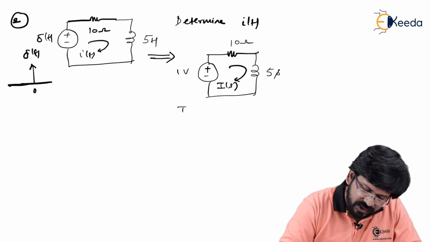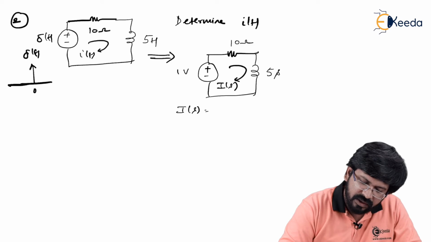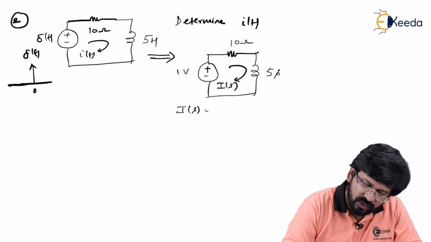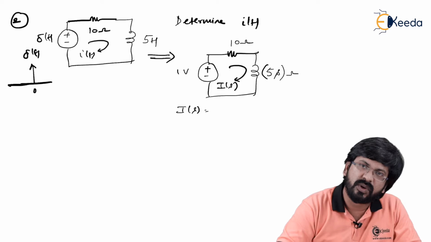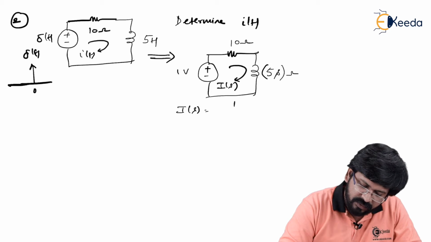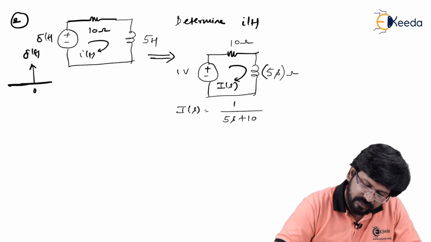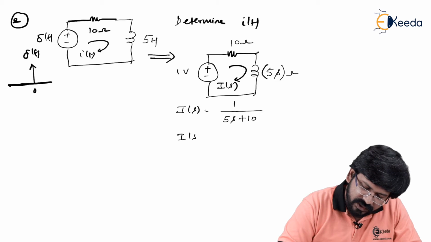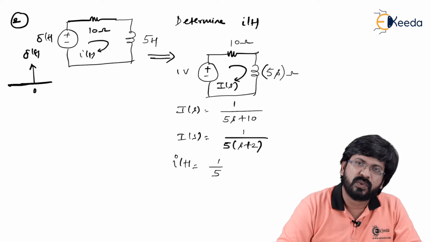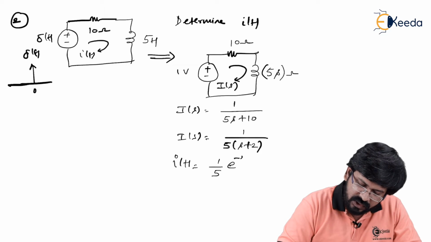So see what I of S you will get. It is simple, voltage divided by total impedance. We know that this has the unit ohms. So I of S will become 1 upon 5S plus 10. So I of S is simply 1 upon, if I take 5 common, S plus 2. So I of t can be written as 1 upon 5, and the inverse Laplace of 1 upon S plus 2 is e to the power minus 2t times u of t, and that's in ampere.